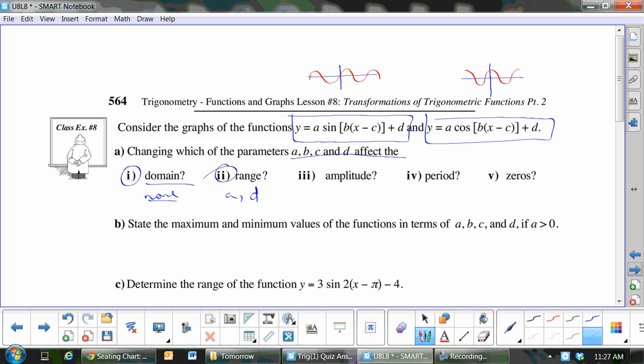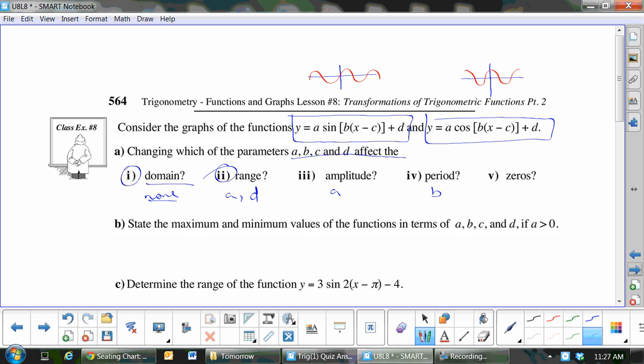Which one affects the amplitude? Okay, what about D though? Why not? Yeah, what is amplitude? It's from D to the maximum, right? If I move that up, that's not changing. Okay? Anything else? Okay, which one affects the period? B? Nothing else?